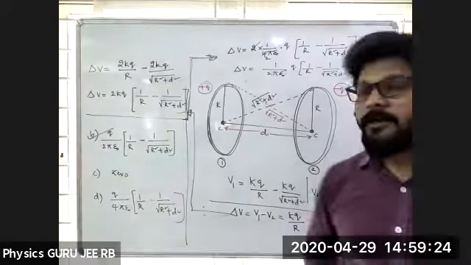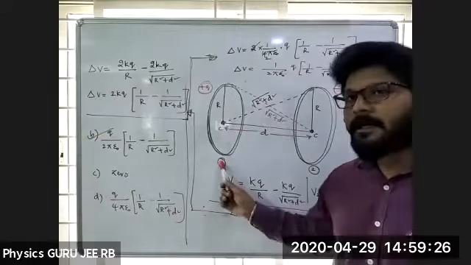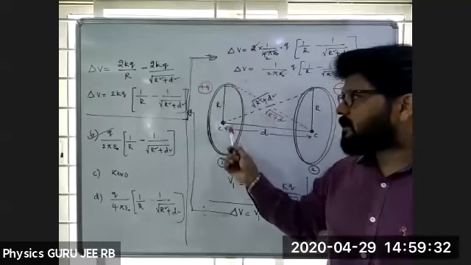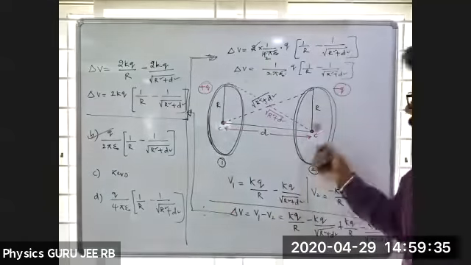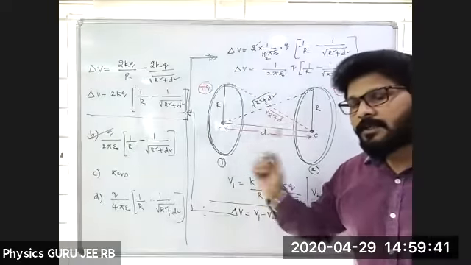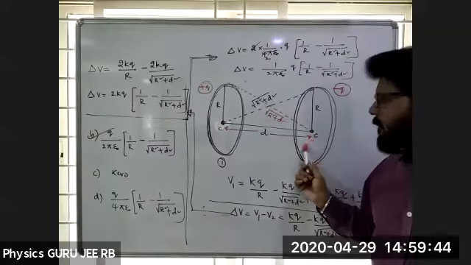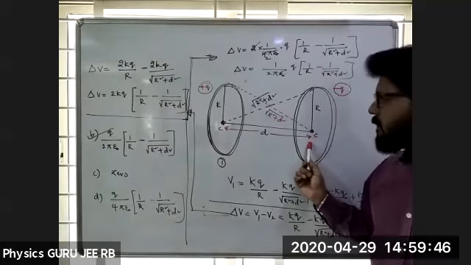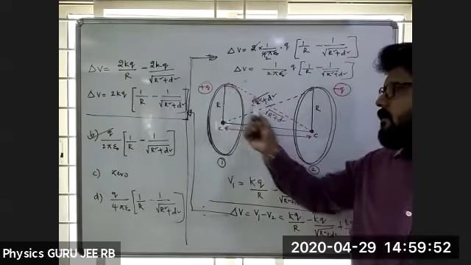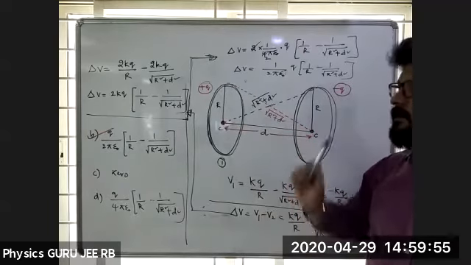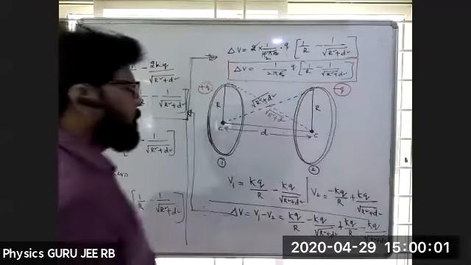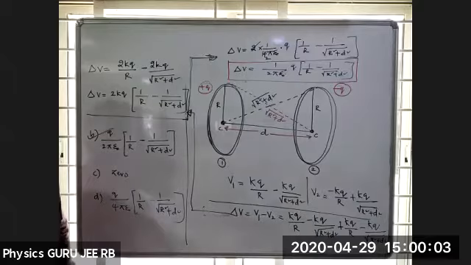Is it clear till this point? So what I did: I calculated V1 due to this ring at the center. Due to this ring at the center, one potential will be there, and due to the second one, one more potential. Two potentials will be there, and for the second ring at the center, one potential due to the second ring and one more potential due to the axial of the first ring. So this will be the change in potential between the metals.